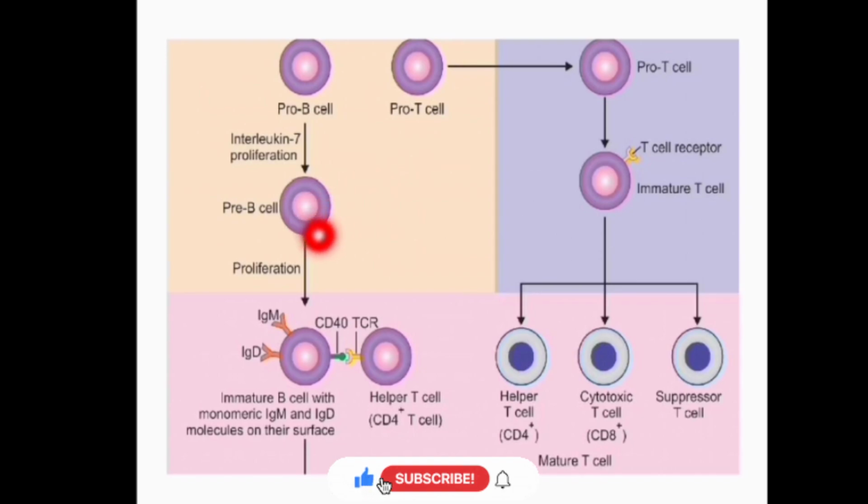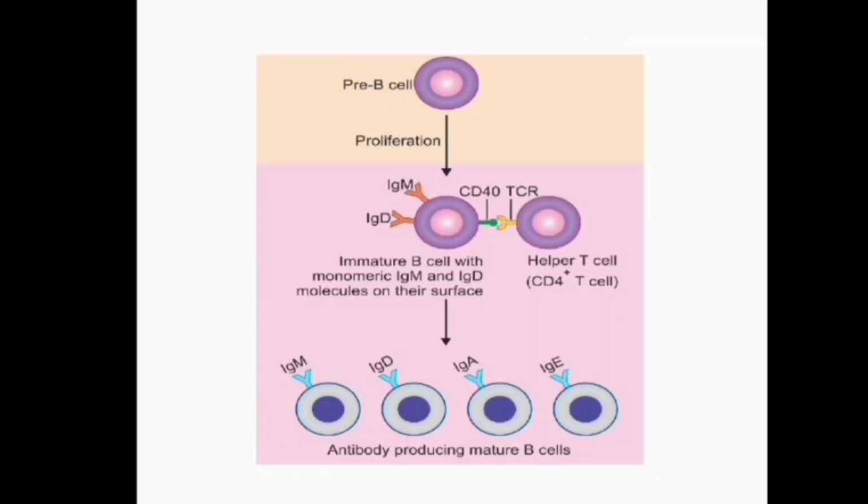pre-B cell differentiation and proliferation lead to immature B cells with monogenic IgM and IgD molecules on their surface, and helper T cells. Here you can see the pro-B cell differentiates into antibody-producing mature B cells: IgM, IgD, IgA and IgE.